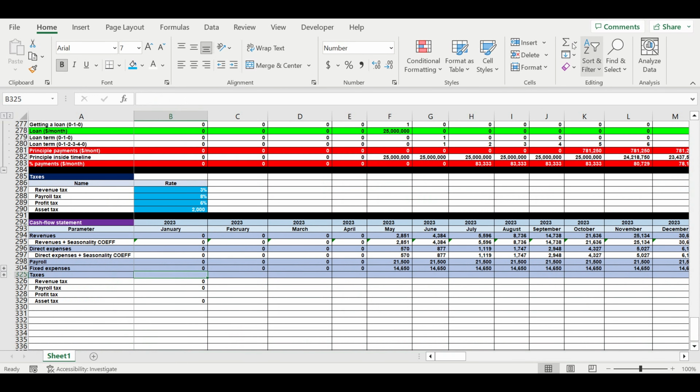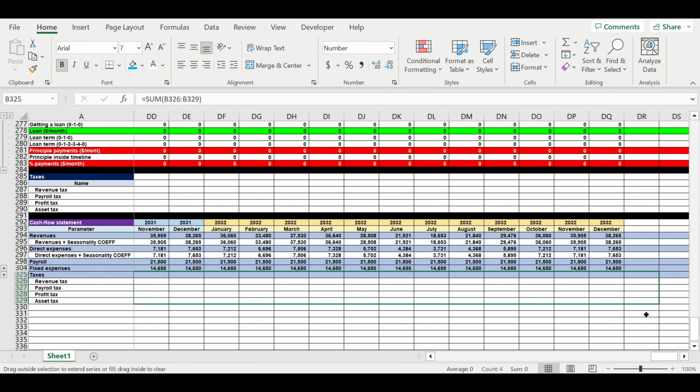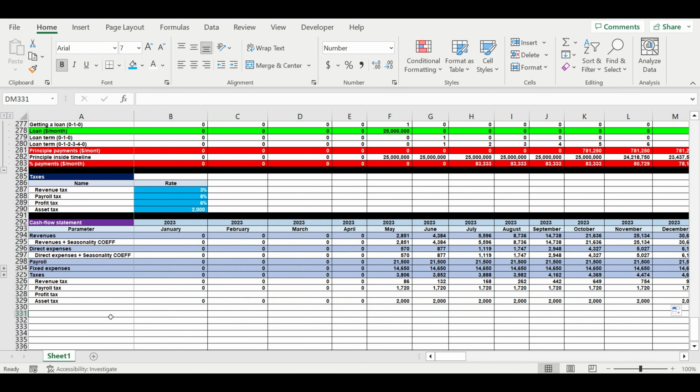Then I will create totals for the taxes. I will calculate profit tax a little bit later, because I need to add loan payments for the profit calculation. Then I create the end of the first part of the cash flow statement. So this is the result from operating activity.